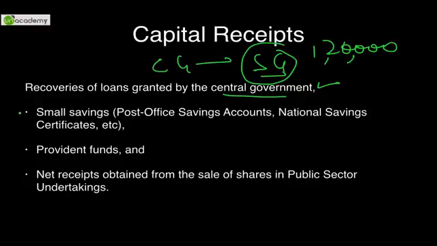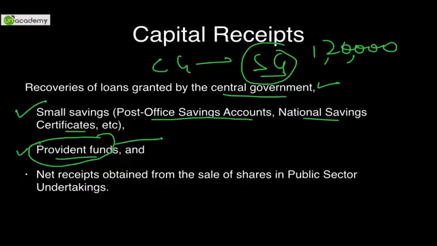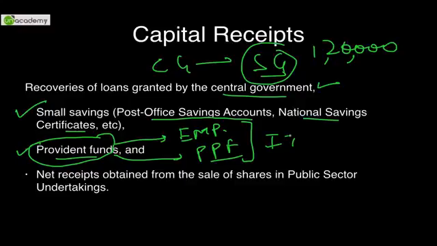Other capital receipts are small savings, PO savings accounts, national savings certificates. All these are considered to be government securities or government benefits. Second is provident fund, what we deposit with the government. Either our employer deposits, which is called the employer's provident fund, or what we deposit ourselves, the public provident fund. This we'll discuss in the Indian taxation regime. Nevertheless, provident fund results in capital receipts.